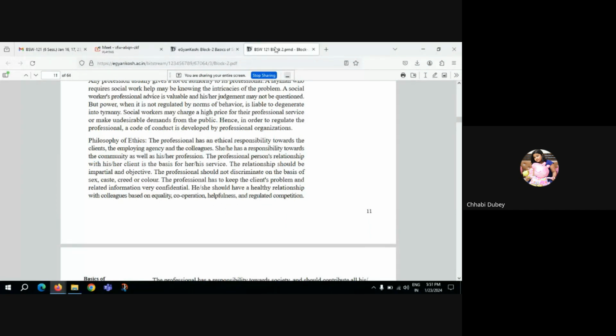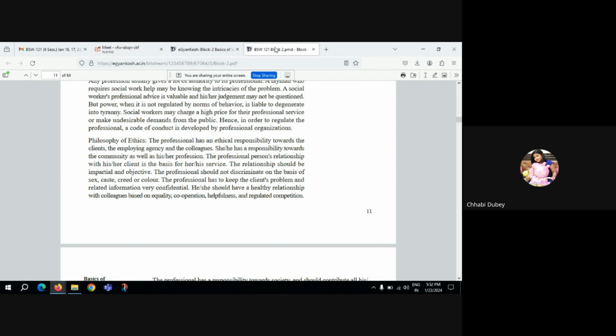Okay, so then we come to the concept of the philosophy of ethics. Why exactly are ethics required? What is the philosophy behind these ethics? Every professional has an ethical responsibility towards the clients, the employing agency and the colleagues. He or she will also have a responsibility towards the community. Relationship is the basis for his or her service.